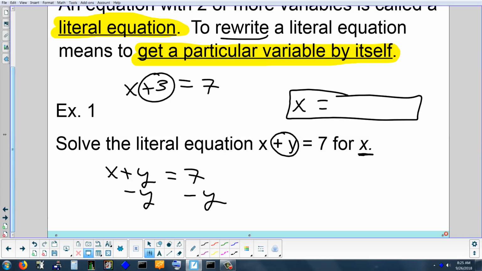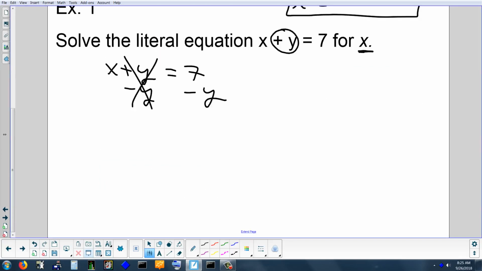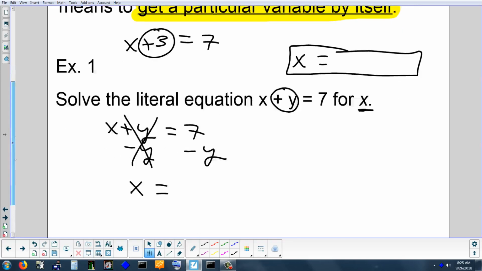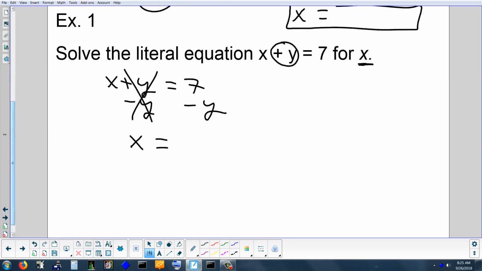Nicole, plus y minus y. What happens there? Cancels out. It's gone. Alex, what's on the left-hand side now? Just x. That's exactly what we wanted. x equals, and now we're going to have a formula on the other side. Ellie? 7 minus y. Yep.